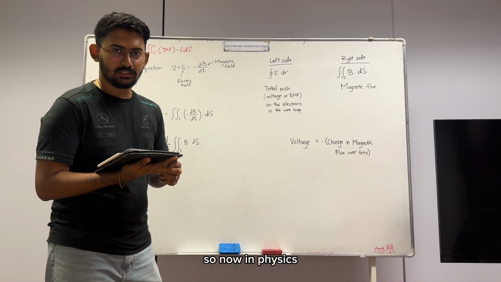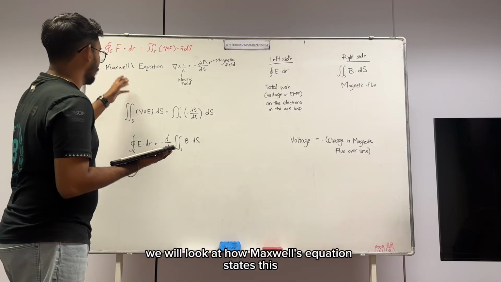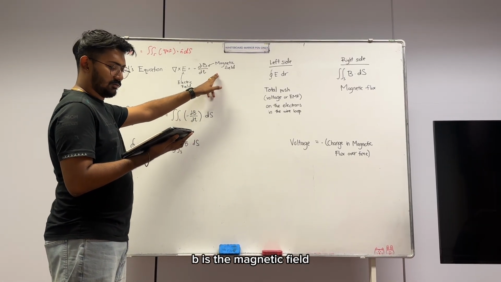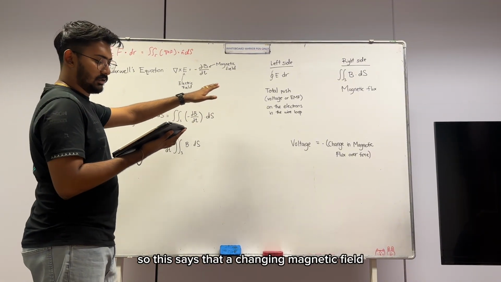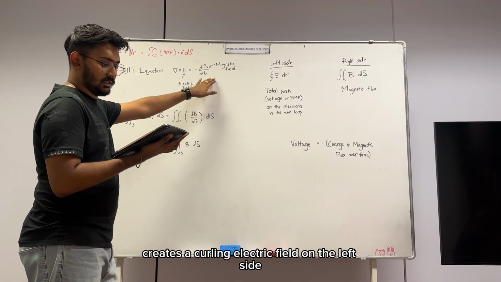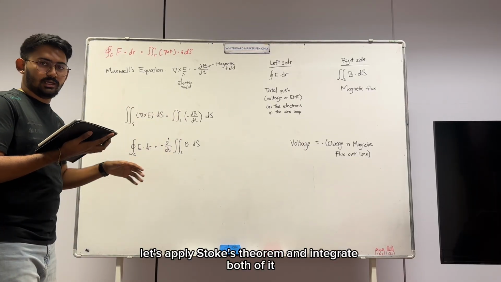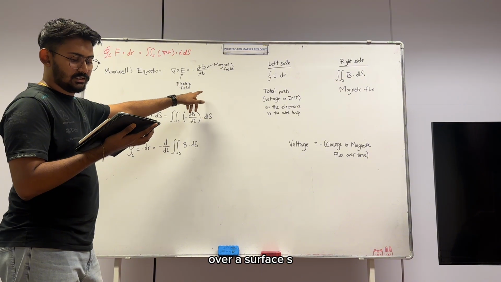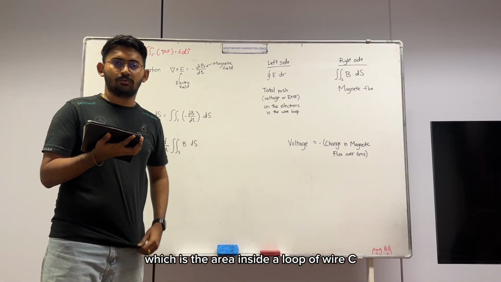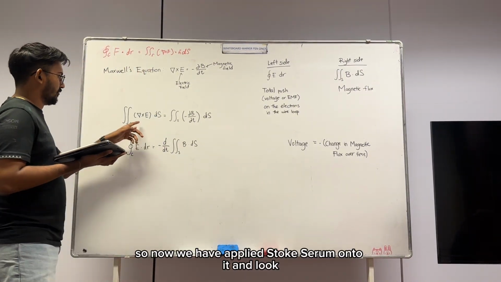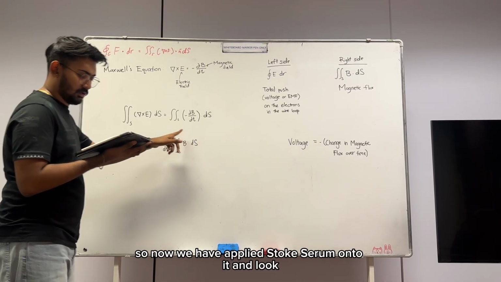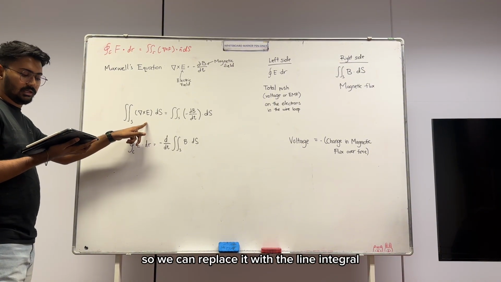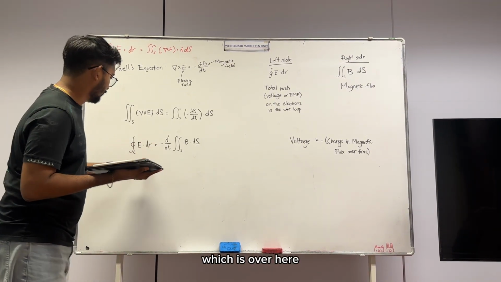So now in physics, we will look at how Maxwell's equation states this, where E is the electric field, B is the magnetic field. So this says that a changing magnetic field creates a curling electric field on the left side. So let's apply Stokes' theorem and integrate both sides over a surface S, which is the area inside a loop of wire C. Now we have applied Stokes' theorem onto it, and the left side is exactly Stokes' theorem. So we can replace it with the line integral, which is over here.